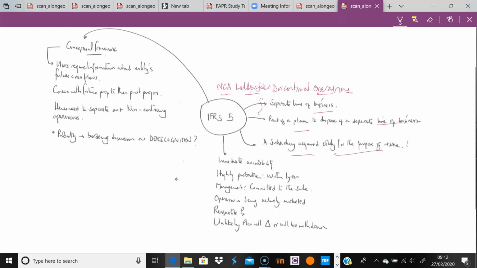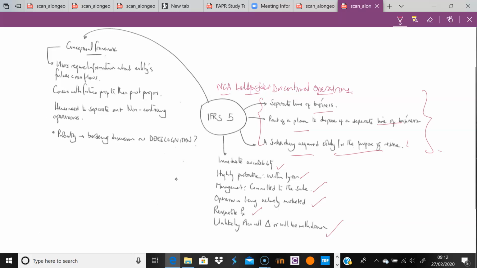So we're dealing with how we deal with these kinds of things that are no longer part of our continuing operations. So there must be, of course, immediate availability, highly probable within the year, management's committed to the sale, operation being actively marketed at a reasonable price, unlikely plan will be changed or withdrawn.